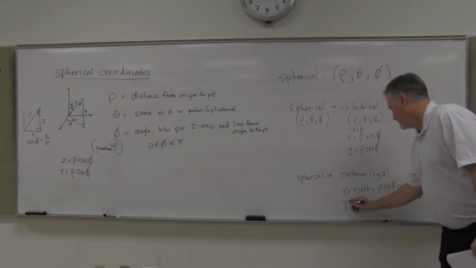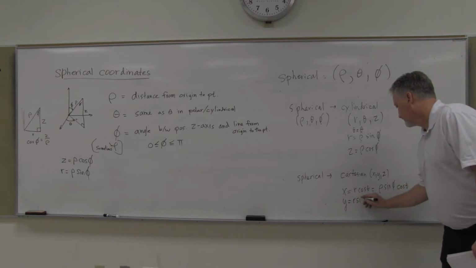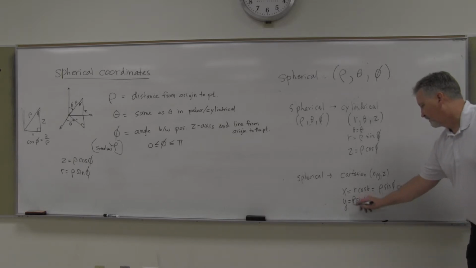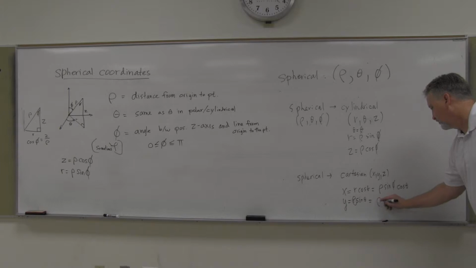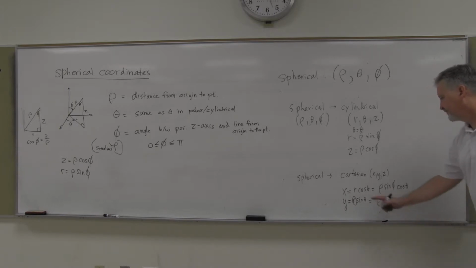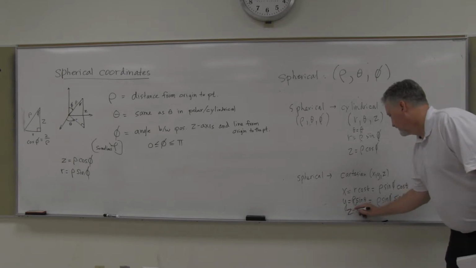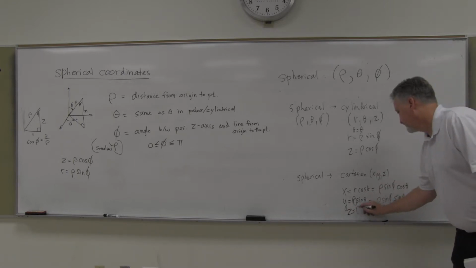Y is r in polar or cylindrical, r sine theta. And so r, again, is rho sine phi. So the only difference between x and y, because both of them have rho sine phi, is instead of cosine theta, you got sine theta. And then, of course, z is rho cosine phi.